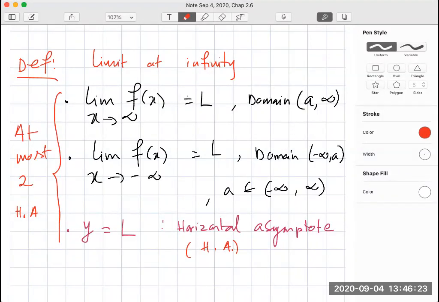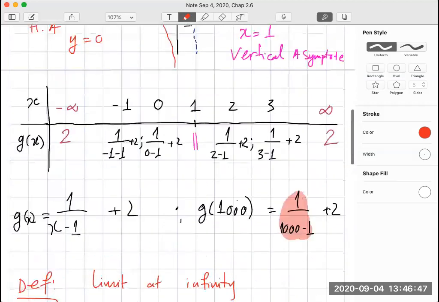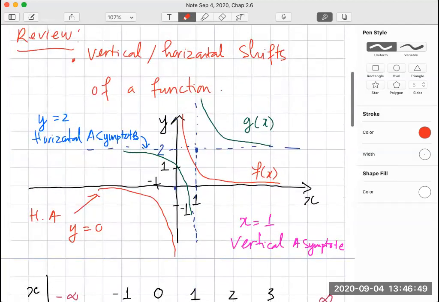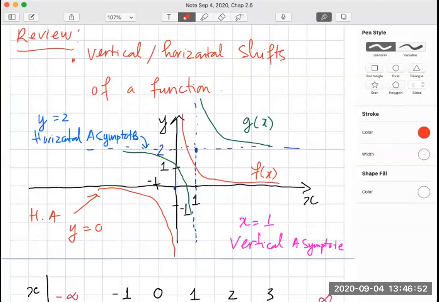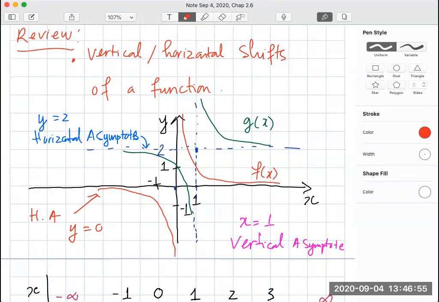But for vertical asymptotes, there may be many. For example, the tangent function has many vertical asymptotes. But for horizontal, there are at most 2. In this specific problem, the function g of x has only 1 horizontal asymptote, at y equal to 2. Now, the concept, is it clear?